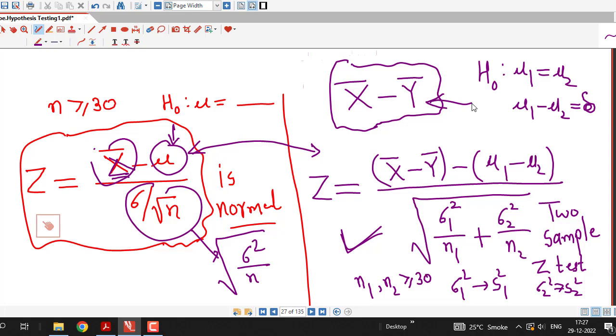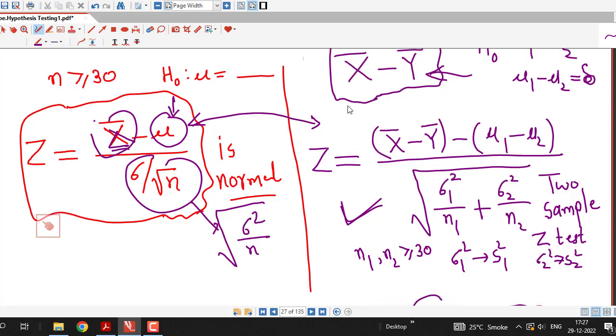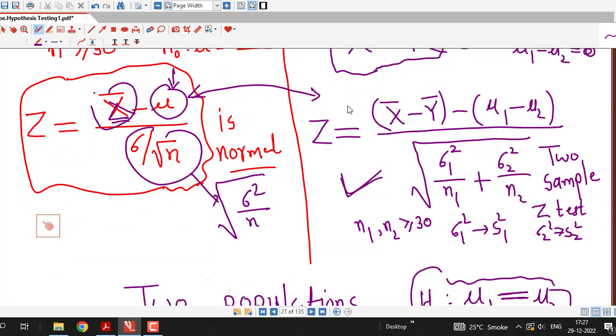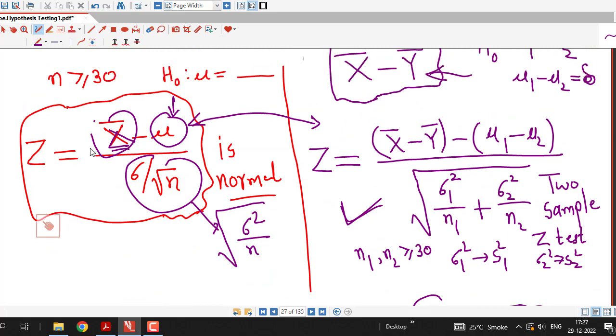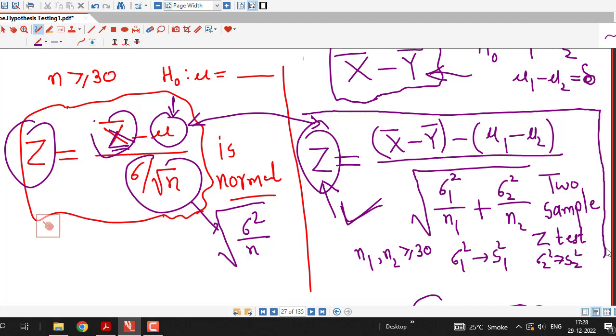Now suppose sample size is less than 30, then instead of the Z test we will apply the T test, but that we will discuss after we discuss some problems related to this two-sample Z test. And we can derive this formula also using the central limit theorem, but here it is not necessary to prove this formula, so I am not going into the details of how this formula comes.